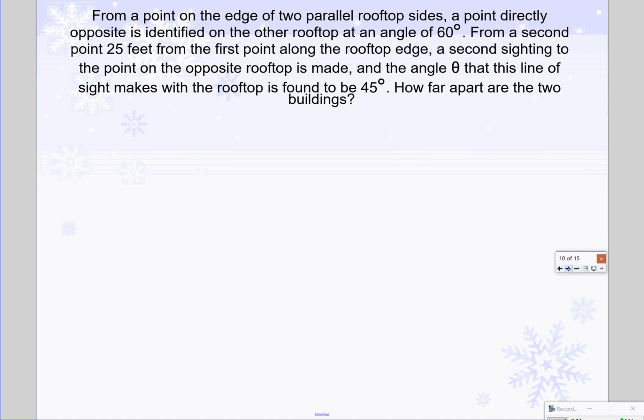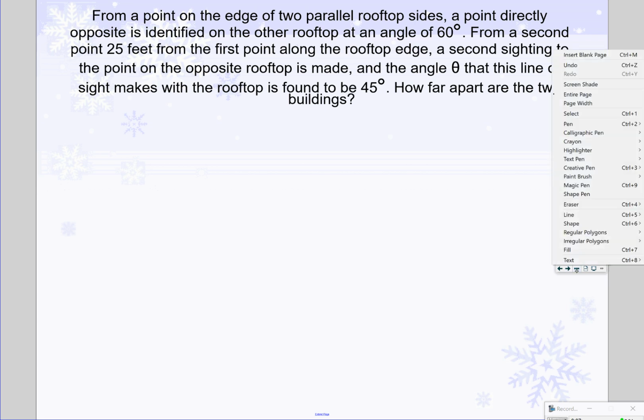It says, from a point on the edge of two parallel rooftop sides, a point directly opposite is identified on the other rooftop at an angle of 60 degrees. From a second point 25 feet from the first point, a second siding to the opposite rooftop is made, and the angle is 45 degrees. How far apart are the two buildings?